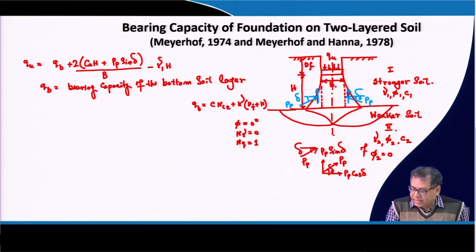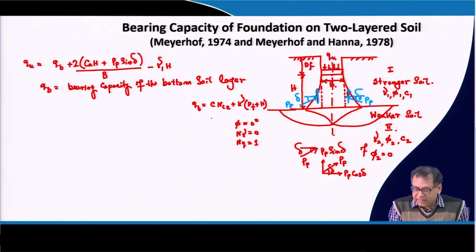Because in the second layer, the weaker layer, the thickness of the soil, or the surcharge, because the second layer is due to the surcharge, that is Q. So, the second term is basically Q N Q. So, N Q is equal to 1, and Q is equal to gamma D F plus H. So, this is the QB part.